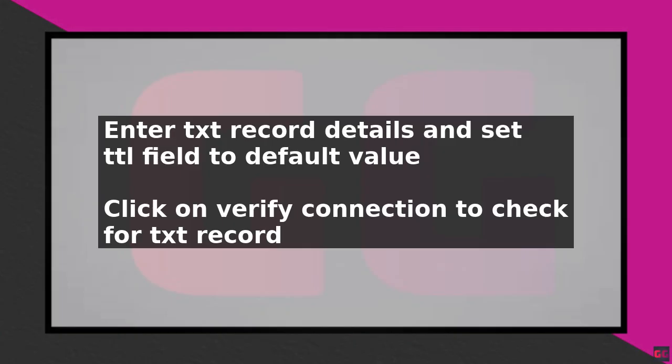After your domain has been verified, you can set it as the primary domain for your Shopify store. To do this, click on the three dots next to the domain and select Set as Primary. This will make your verified domain the main domain for your Shopify store.